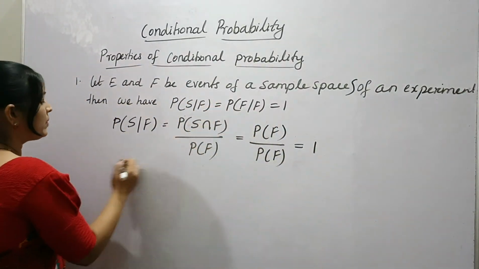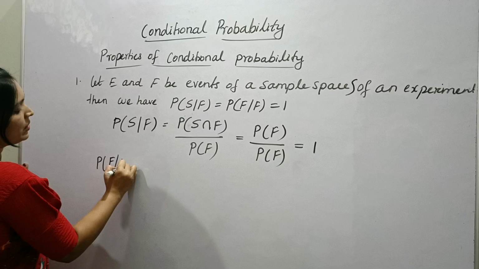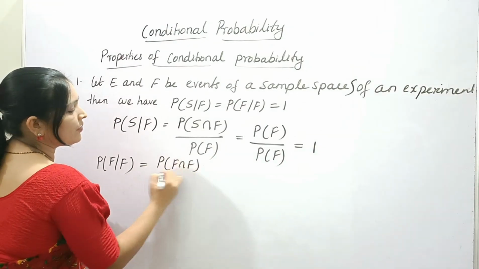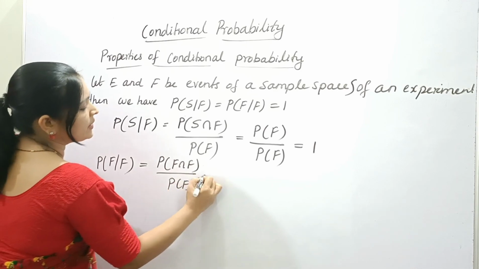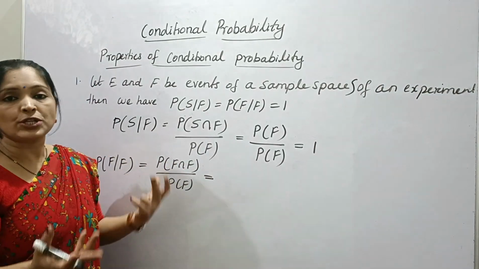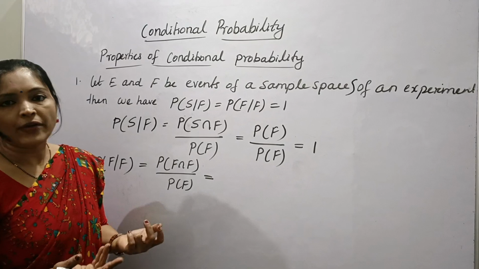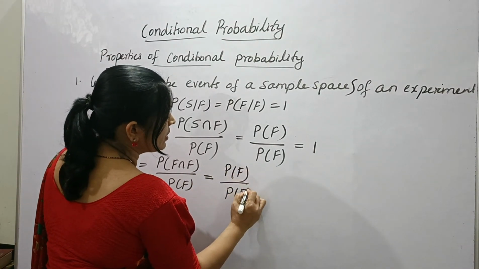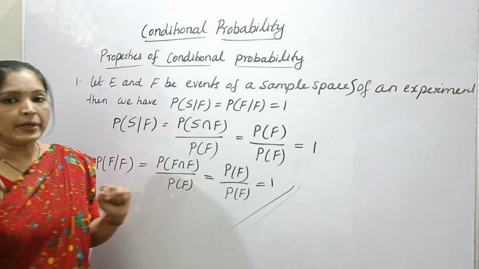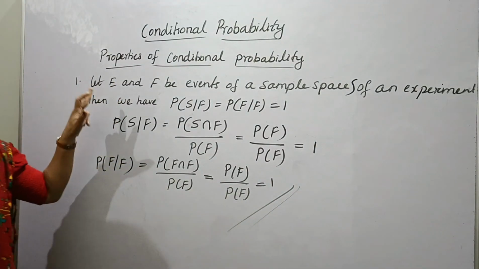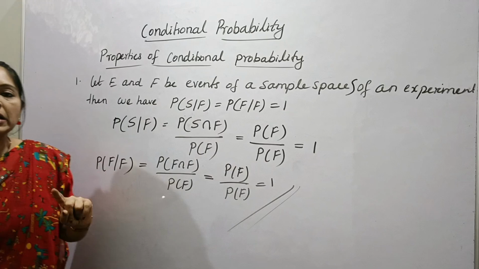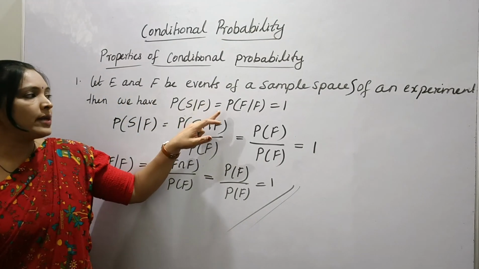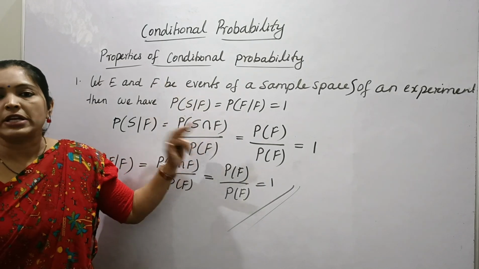Now let's take this one. Probability of F given F. That is equal to probability of F intersection F divided by probability of F. What is probability of F intersection F? F intersection F is F itself, right? So probability of F divided by probability of F, that is equal to 1. So remember, E and F be the events of a sample space S, then probability of S given F is equal to 1. Okay? And probability of F given F is equal to 1.